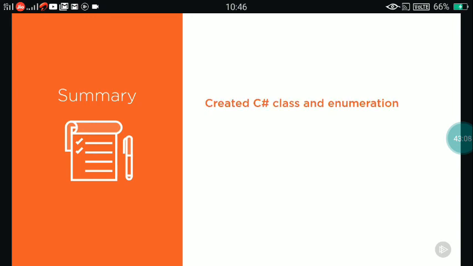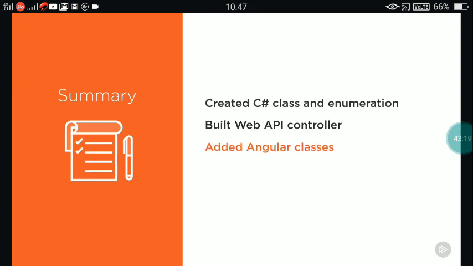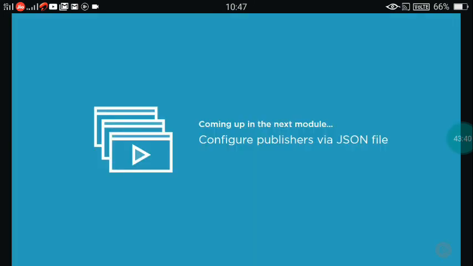In this module, we created a C# class and an enumeration to match the ones that we created in TypeScript. We then built a web API controller that we can call from Angular, and we added the Angular classes necessary to call that web API, and we modified our log publisher service to add that class to the collection so that as we say we want to log, it logs now to the console, to local storage, and finally calls our web API service. Coming up in the next module, we're going to learn how to configure these publishers via a JSON file. I hope you'll join me for the next module.